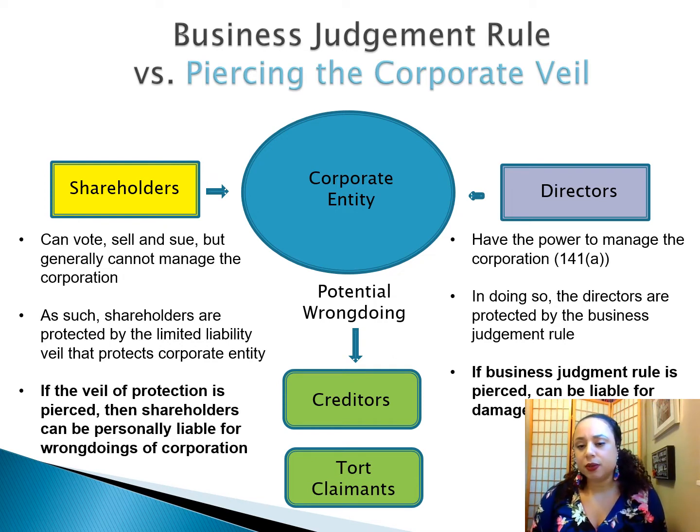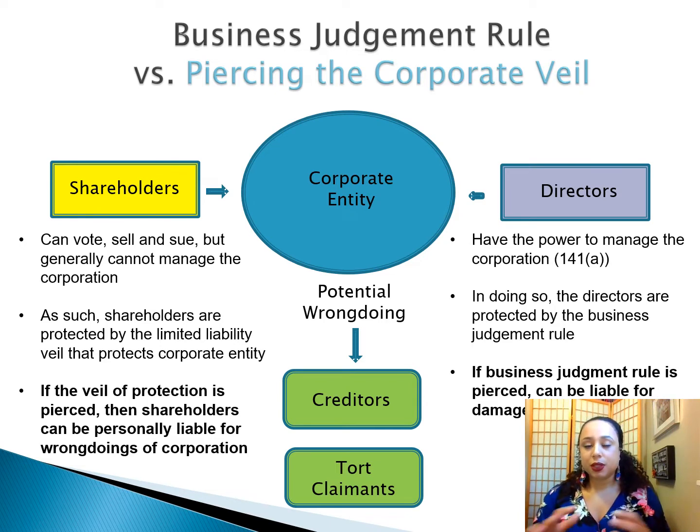So how is this different than piercing the corporate veil? That moves us to the opposite end of this slide, where we have the shareholders, and we talked about the various rights and duties of shareholders. They have the right to vote. They vote for the nomination and appointment of directors during the company's annual meeting. They have the right to vote for major events such as mergers and acquisitions and reorganizations. So they have the right to vote, they have the right to sell their shares, and they have the right to sue for breaches of fiduciary duties. But they cannot effectively manage the corporation.